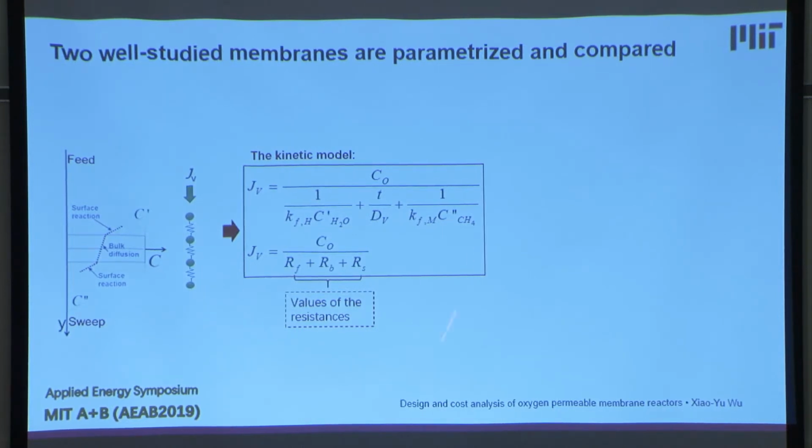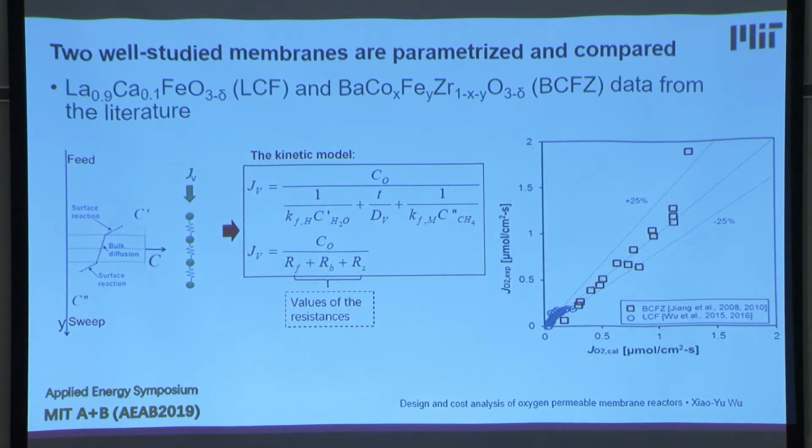So this model actually fits the data very well. The lanthanum calcium iron oxide membrane is what we started in our lab, and we also used the barium cobalt iron zirconium oxide membrane, which is from the literature. It fits very well with this type of kinetics model.